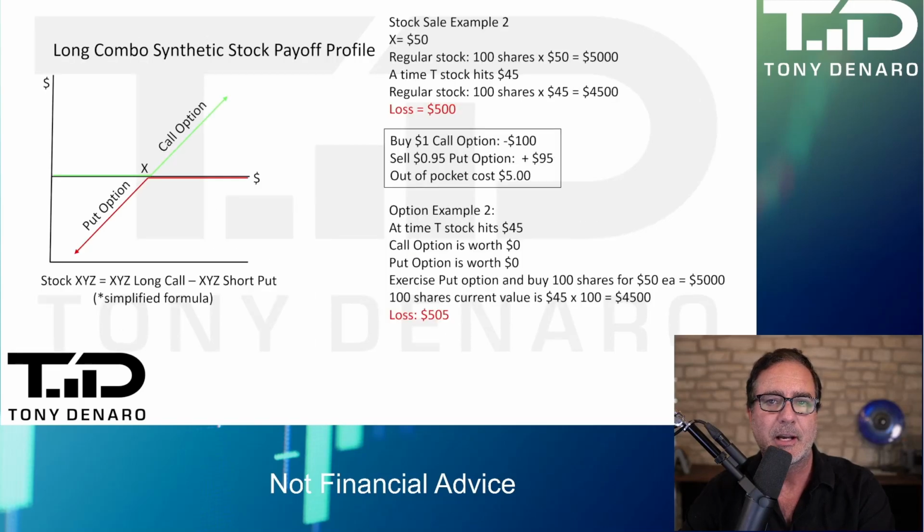Looking at the synthetic option, we'll see it's exactly the same payoff profile. So again, at the top, if we had bought the stock, we lost $500. Again, if we bought the call option for $100 and sold the put option for $95, our out-of-pocket was $5. This time we're assuming that the stock is worth $45 at the end of time T. So our call option would be worth 0 because it was below the strike price. And our put option is also worth 0 because we sold the put option.